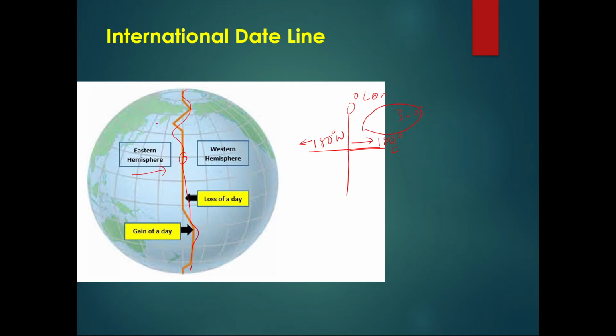And when we go westward and come to 180 degrees, then this date line comes again, because this is a circle. So we go here 180 degrees and we go here 180 degrees. So we complete the full circle of 360 degrees. So this is the international date line. If we go from the eastern to the western hemisphere, then we will gain a day, and if we go from the western hemisphere to the eastern hemisphere, then we will lose a day. How come? We will come to know about this.